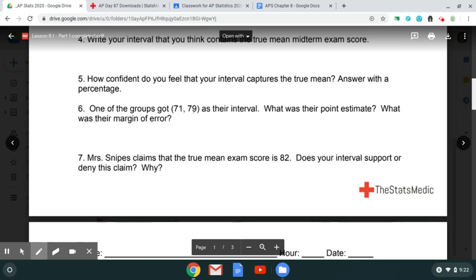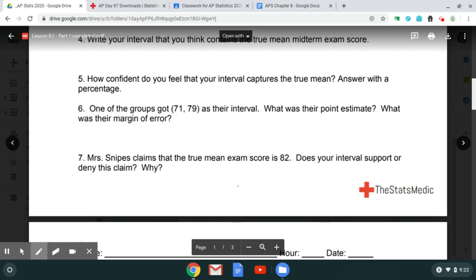I'm going to claim that the true mean test score is 82. Does your interval support or deny this claim? I'm going to use the interval from number 6 to answer this question, and then you will look at your interval and see if it does the same thing.